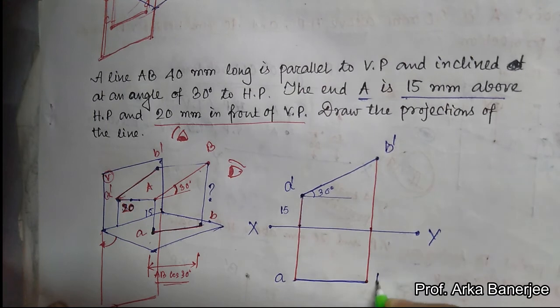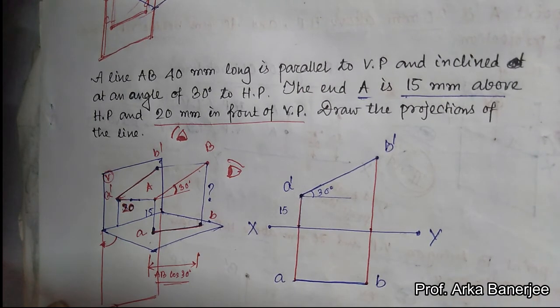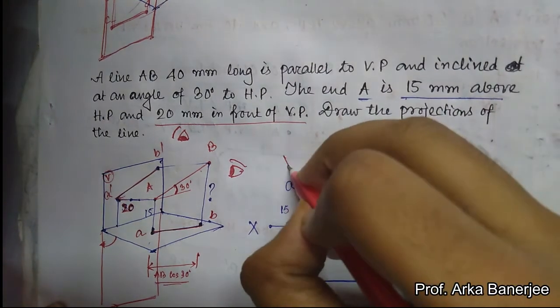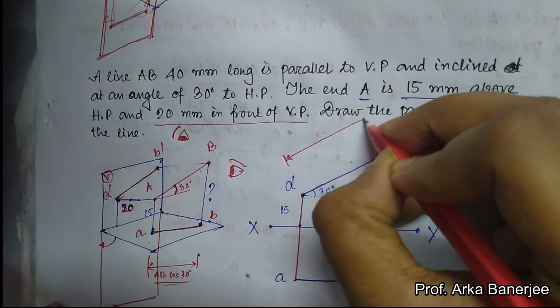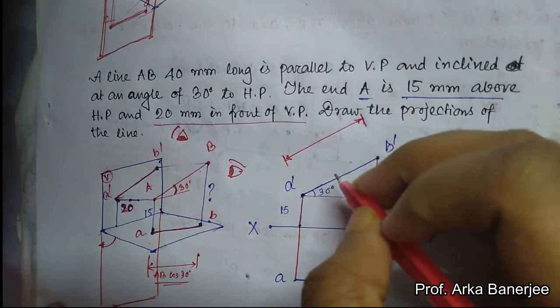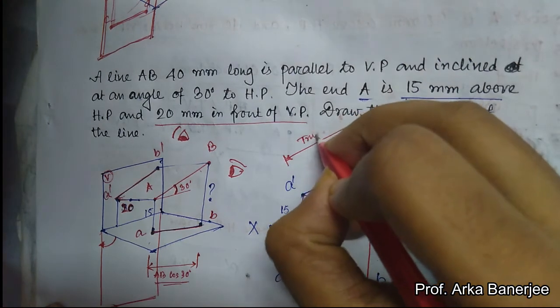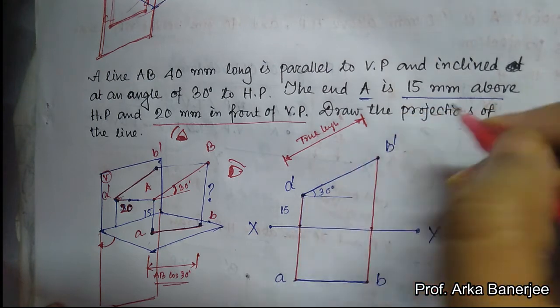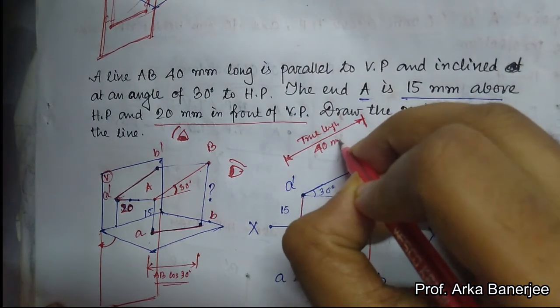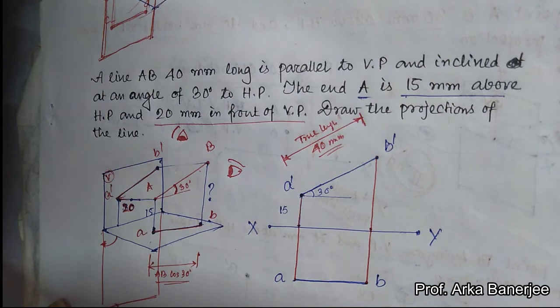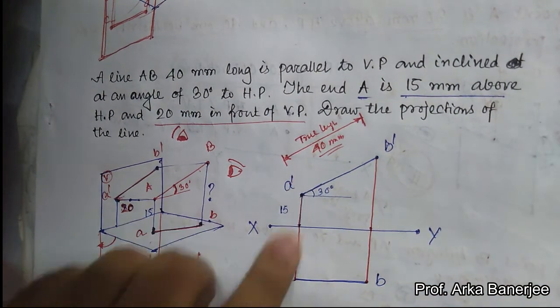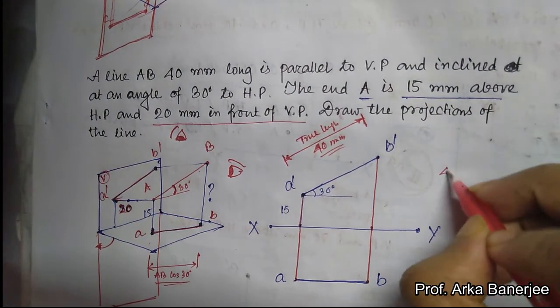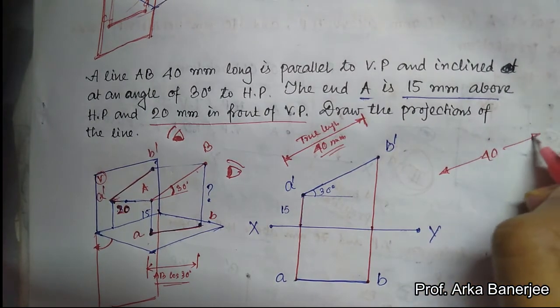This will be AB. So our drawing is complete. Now this length we know, true length, and how much? This is 40 millimeter. I am not using proper dimensioning rule here, so don't be confused. Better you use 40 like this.